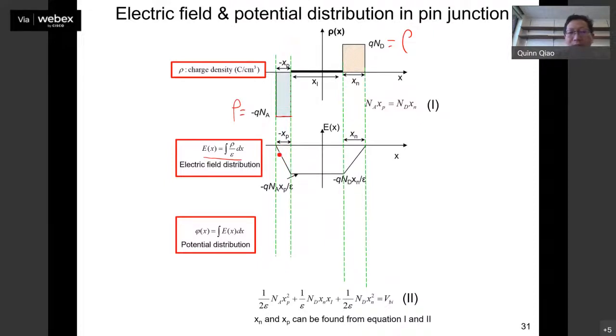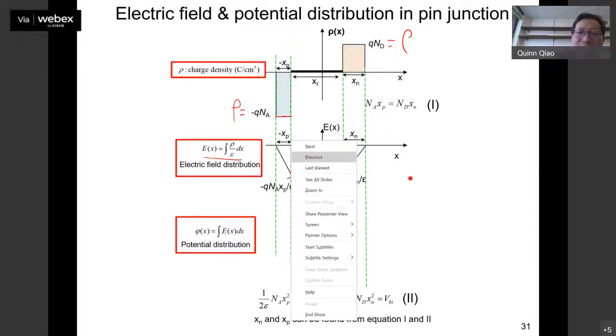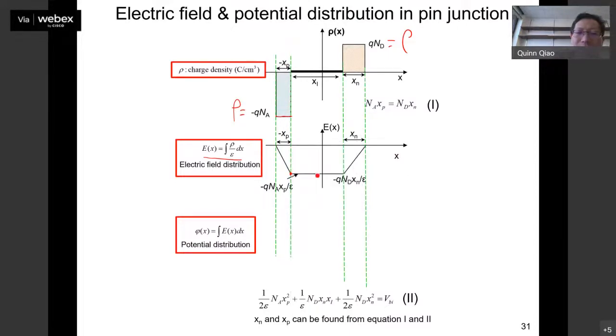This is the electric field. And then, since in the middle of the I layer there's no extra charge, the electric field stays the same as at this position. Just flat, it's constant. And then on this side, starting from here, since the charge is positive, now the electric field will start to reduce, because your electric field only stays inside the junction. Outside the junction, there's no electric field.